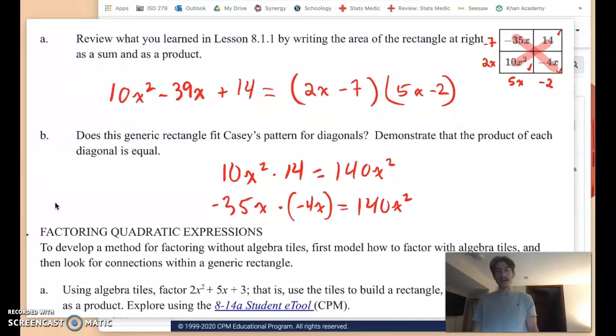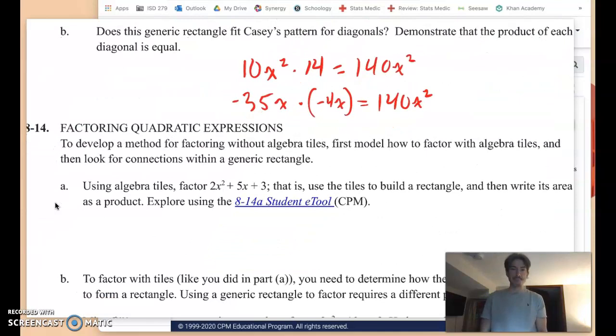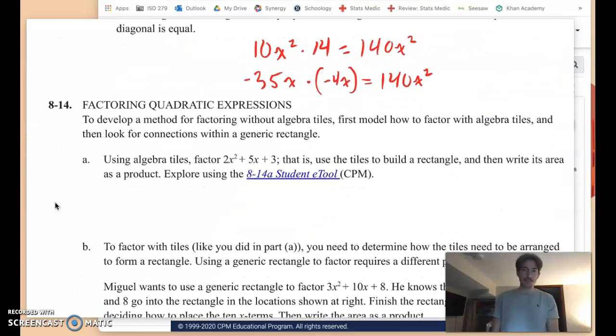We are seeing that one more time. Okay, to develop a method for factoring, we're going to put ourselves in a position to do some factoring here with algebra tiles. We're going to talk about how we model this, and then we're going to look for the connections within the rectangle, okay?